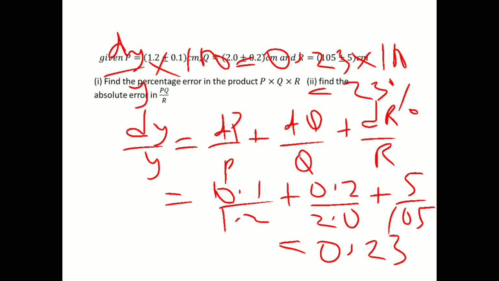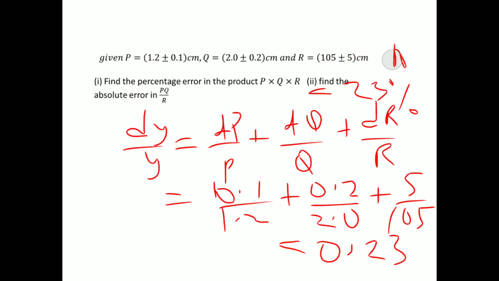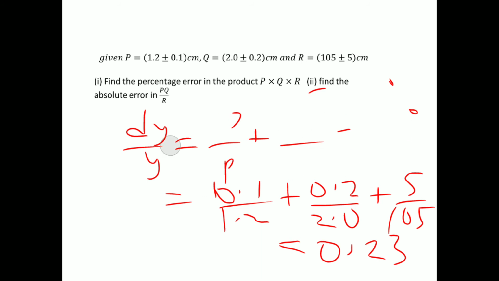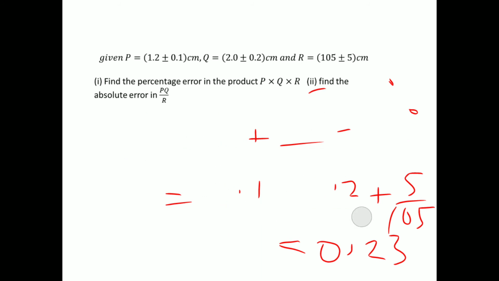The next question says we should find the absolute error in PQ over R. Now to find the absolute error in PQ over R, okay, let me clean this up.